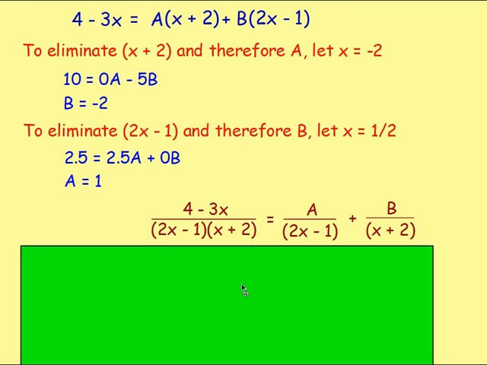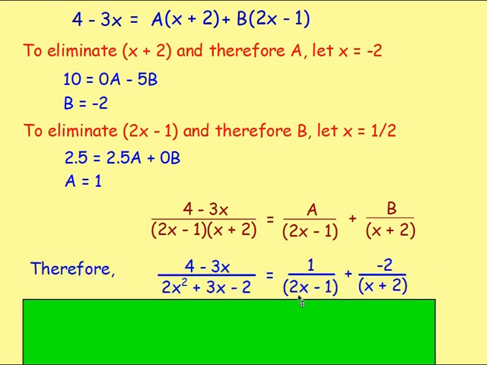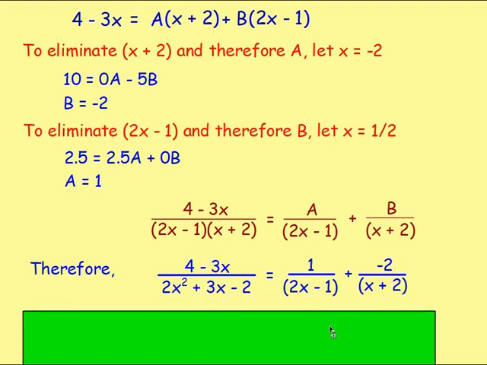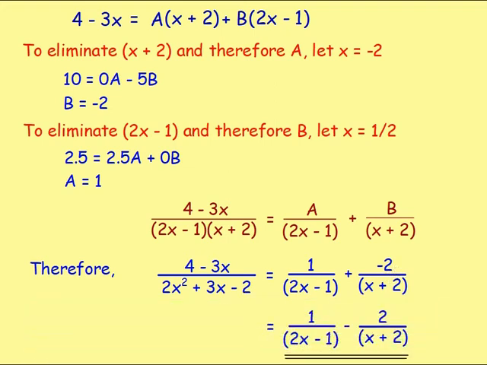We were asked in the question to express that in partial fractions. We know we had A/(2x − 1) + B/(x + 2), and we know the values of A and B. Since A is 1, we have 1/(2x − 1). Since B is −2, we've got −2/(x + 2). But if you're adding and you've got the negative, just bring the negative to the front. So your final answer will be 1/(2x − 1) − 2/(x + 2). And that is your answer.